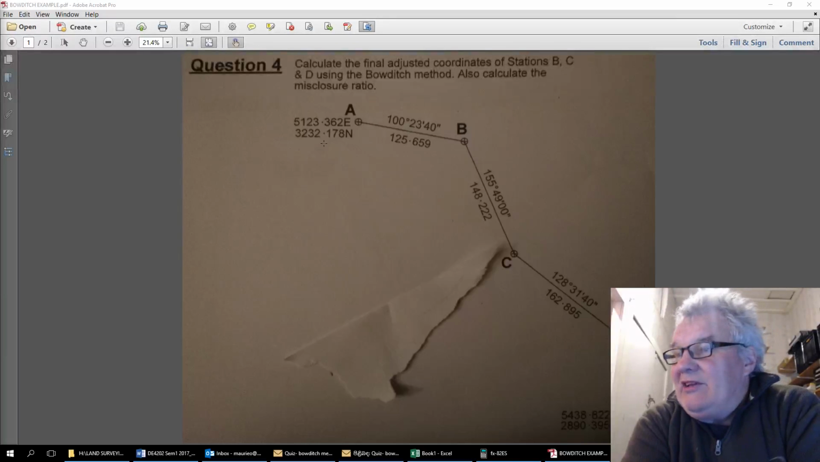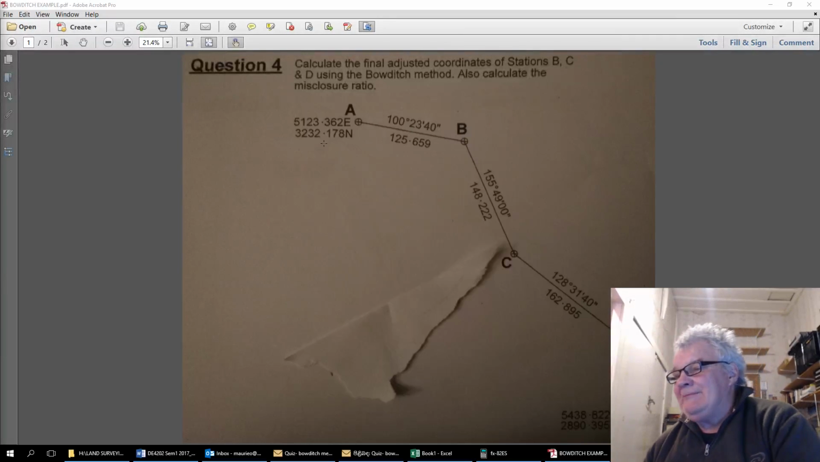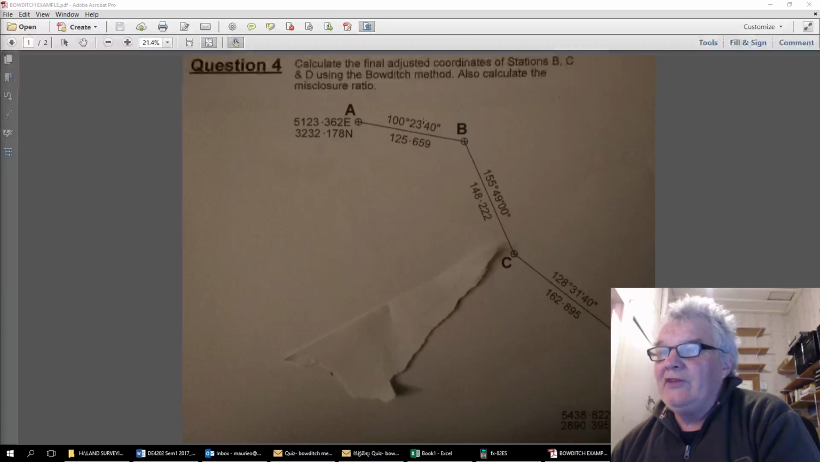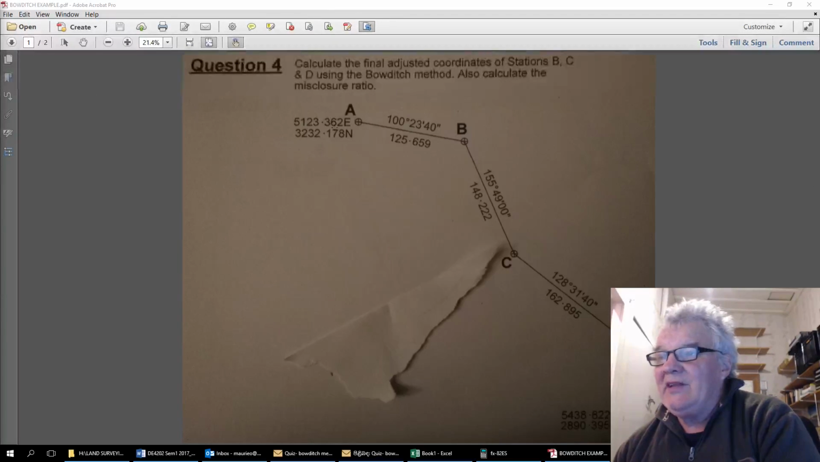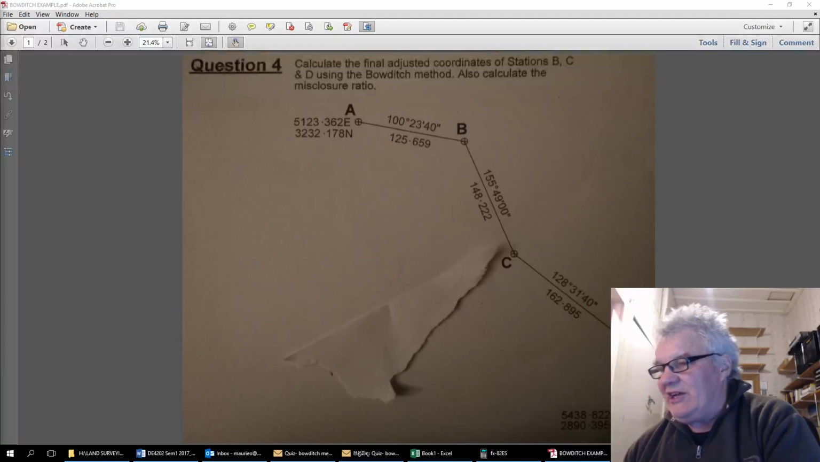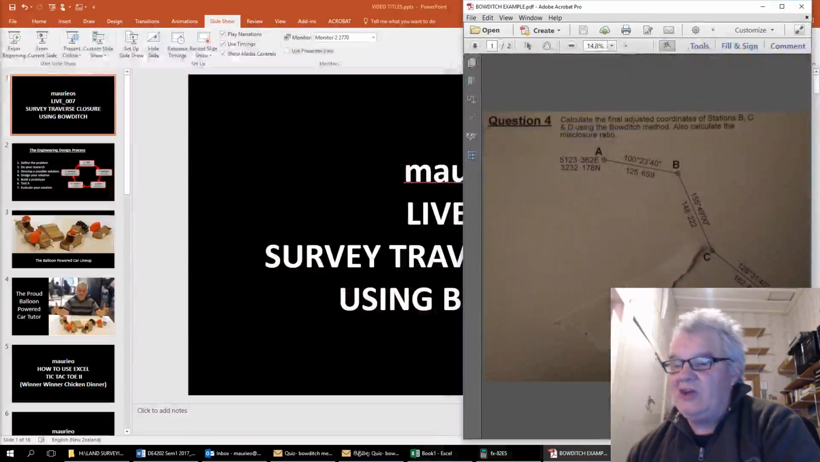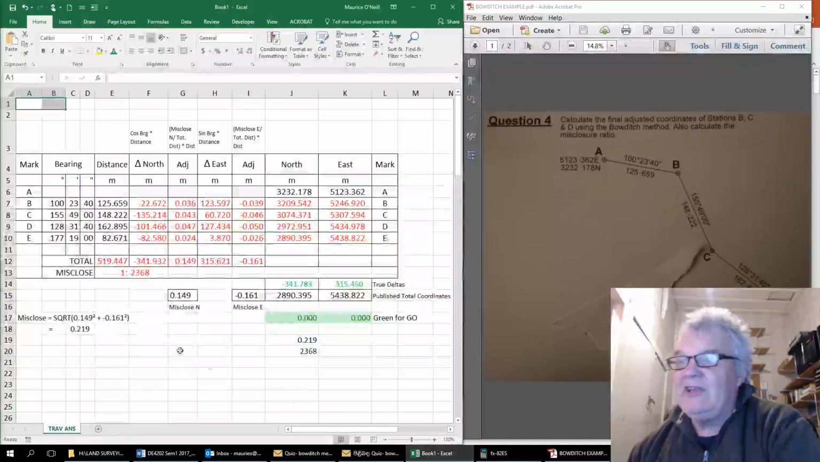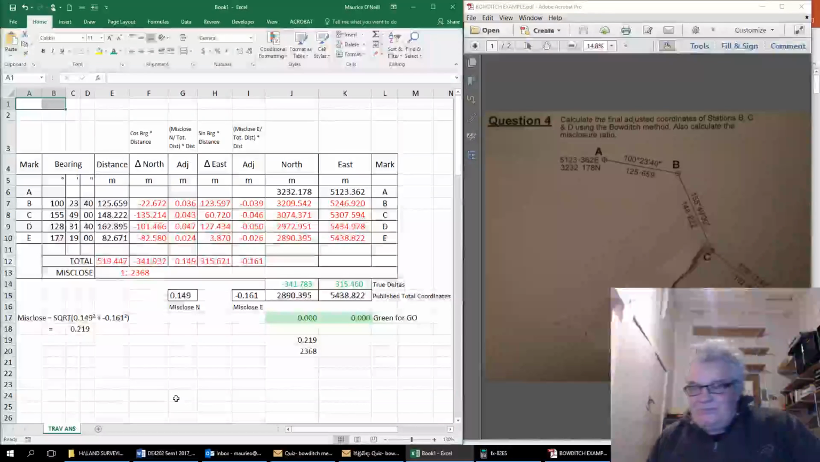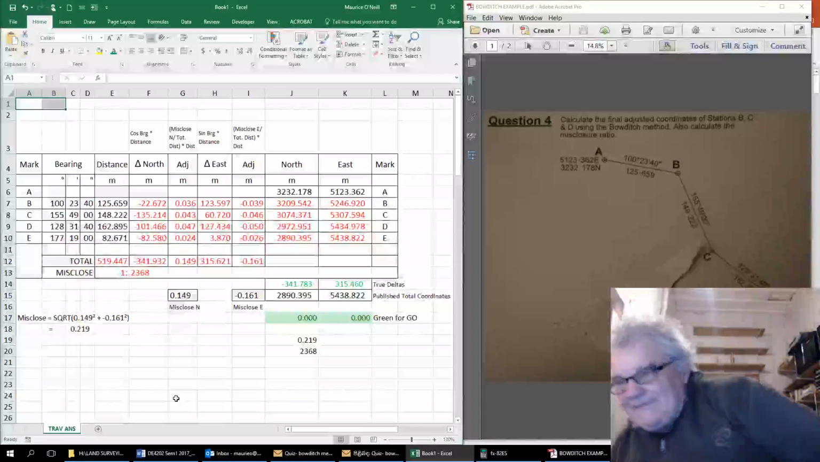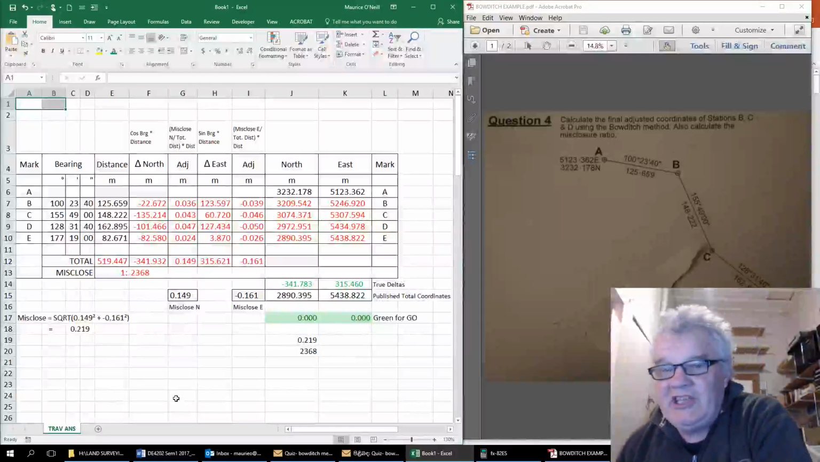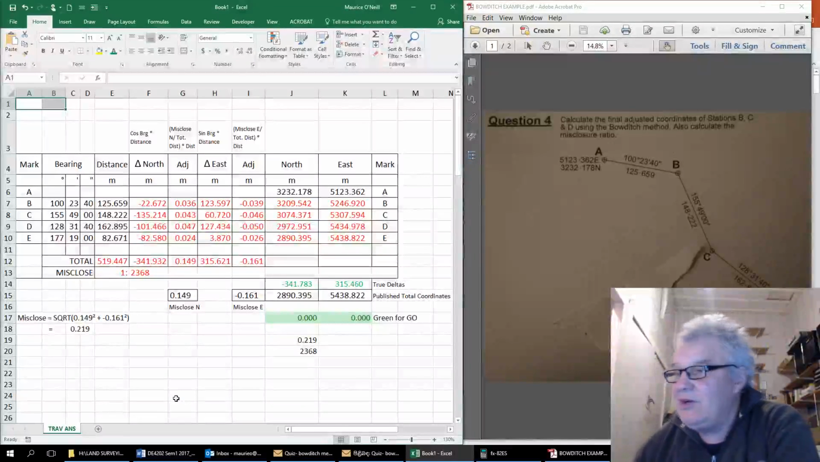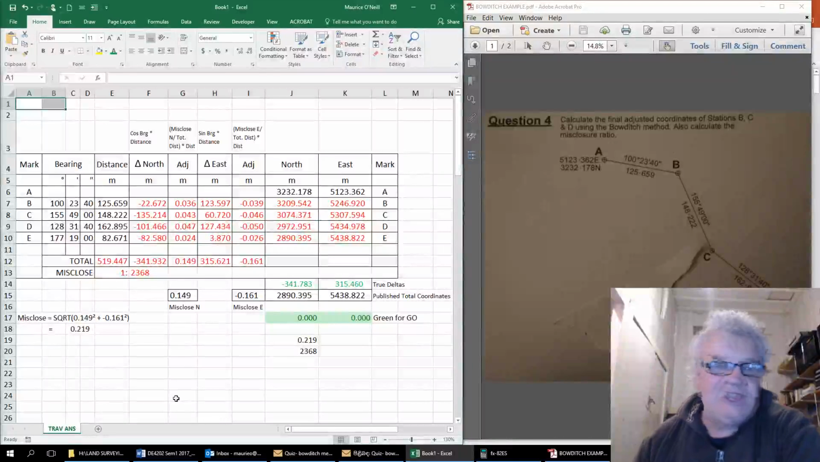So this is the problem that we've got here, and we have to obviously see how it closes between this coordinate here and this one down here at E. So I'm just going to put that over there to one side, and then what I've done is a little spreadsheet here in Excel, and this is available if you want it. If you just email me, I can send you an example of the spreadsheet.